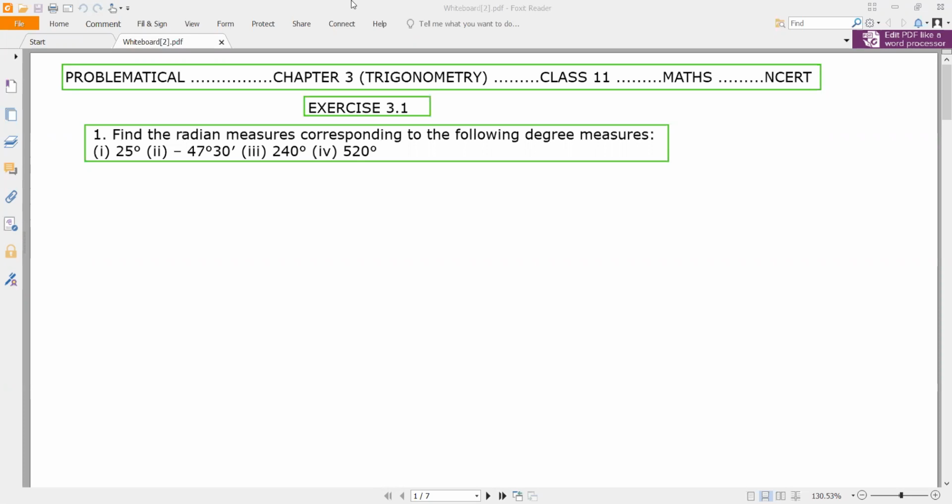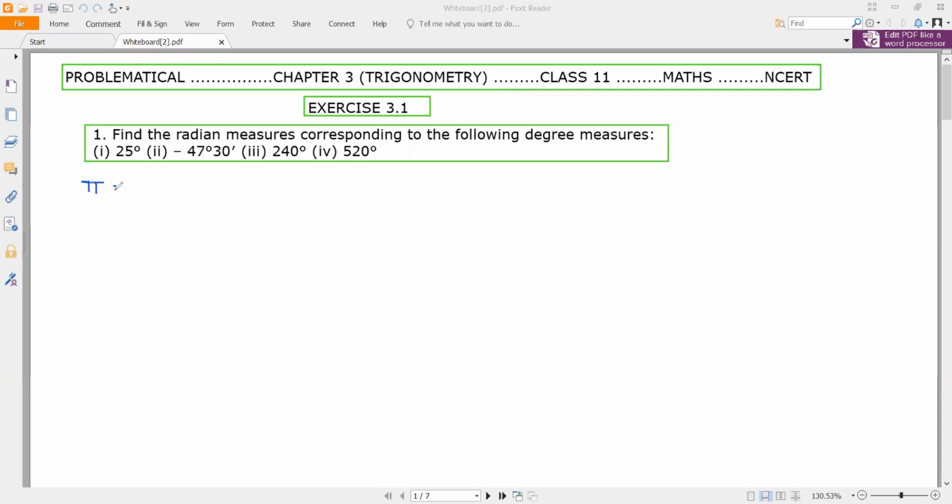Let's discuss exercise 3.1 from class 11th Maths NCERT, chapter Trigonometric Functions. Find the radian measure corresponding to the following degree measures. Degree measures are given to you. You have to find the corresponding radian measures.